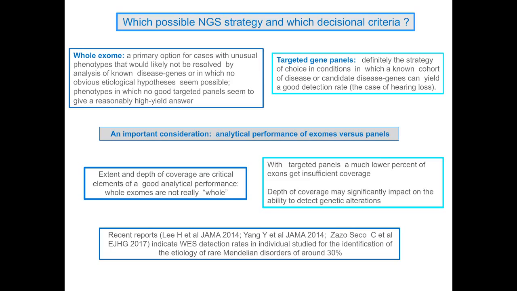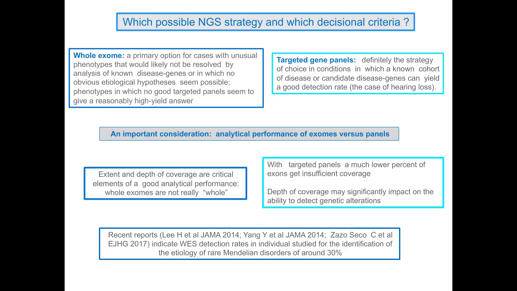On the other hand, targeted gene panels are definitely the strategy of choice in conditions in which a known cohort of disease or candidate genes can give a good detection rate, which is becoming obvious, and is in particular the case for hearing loss.